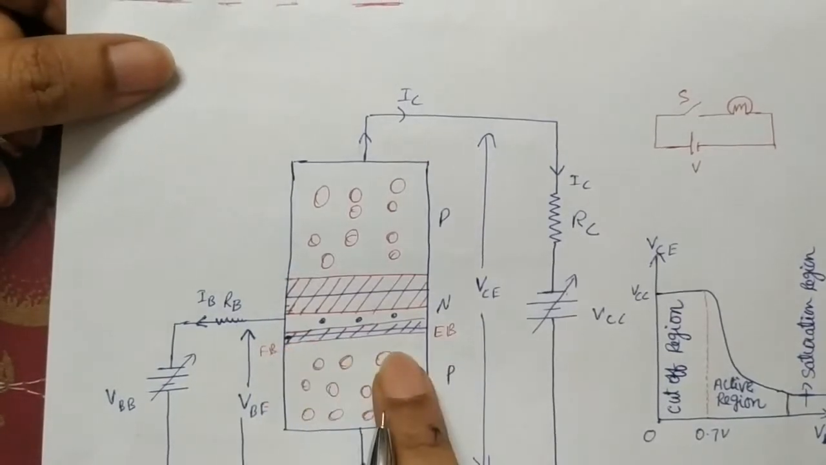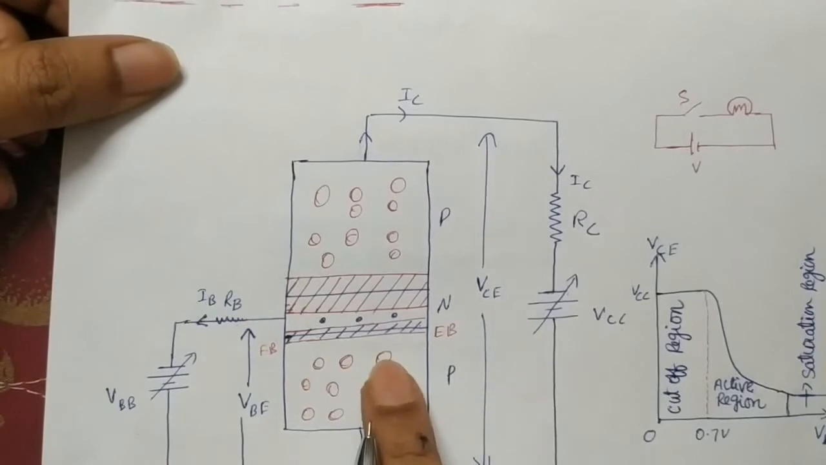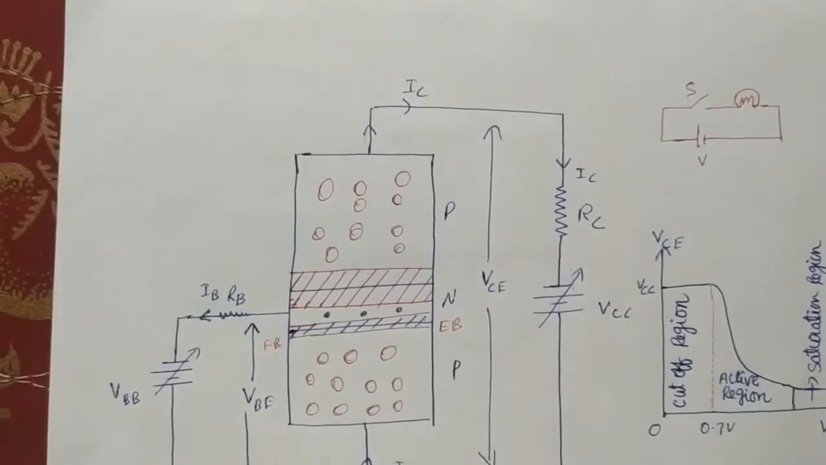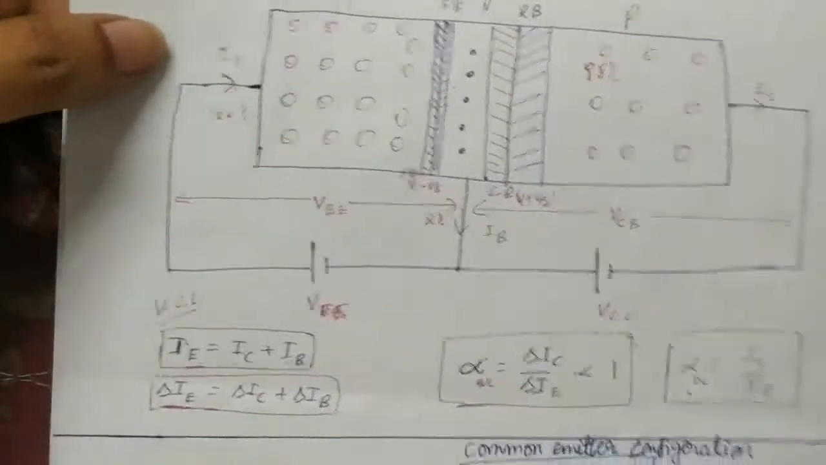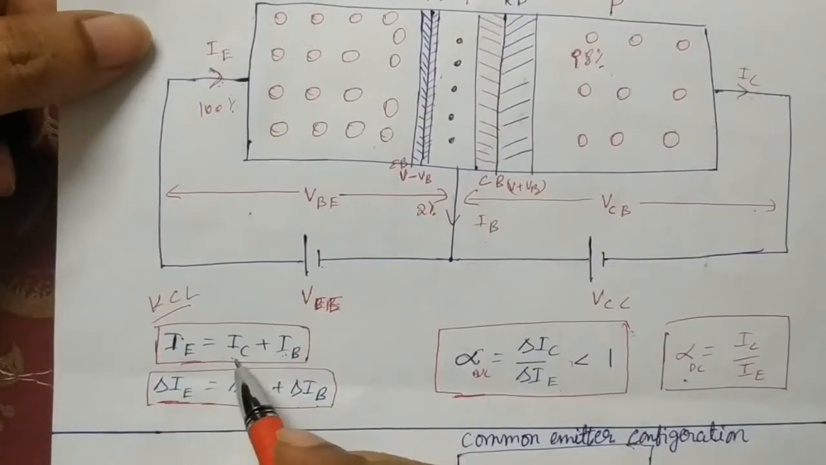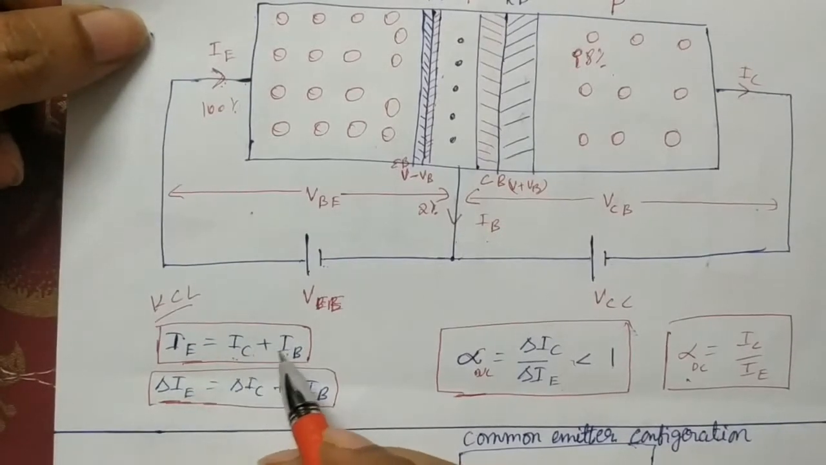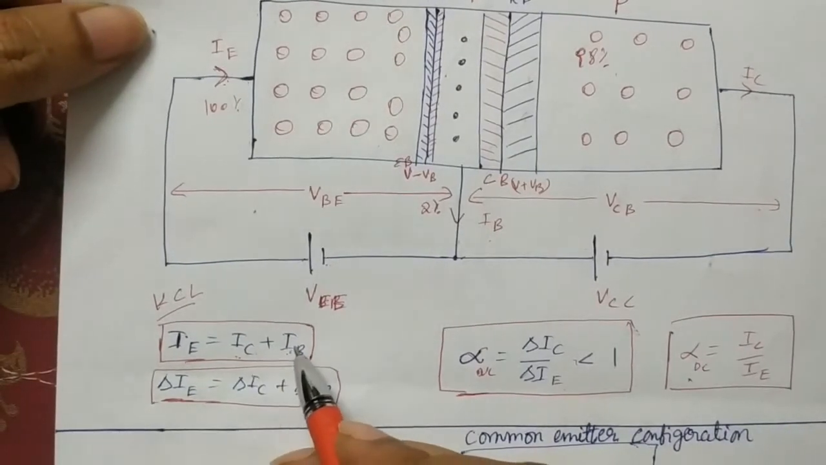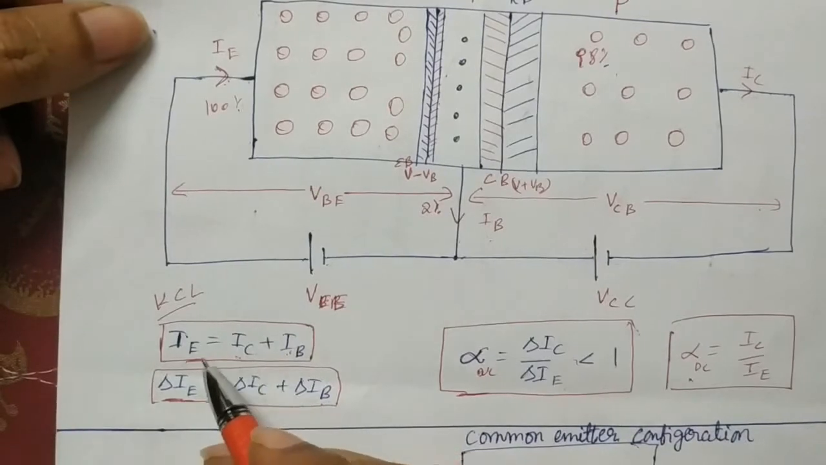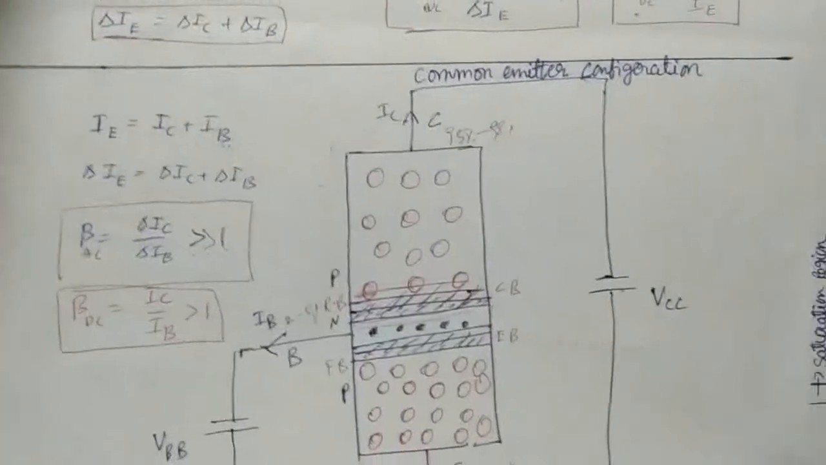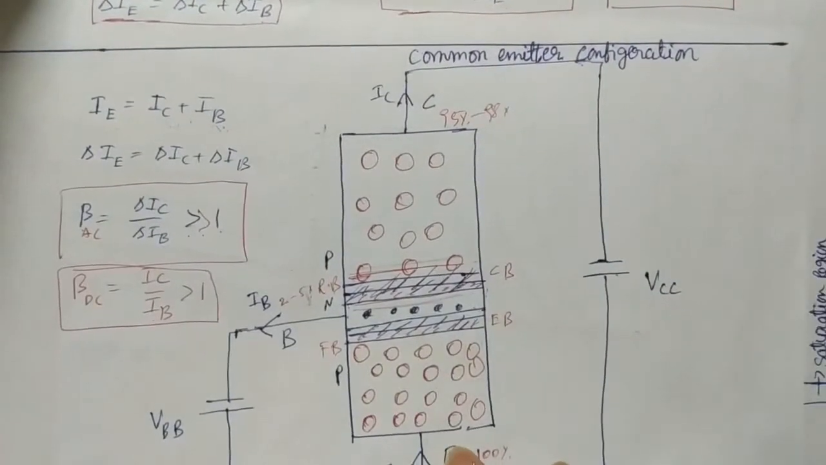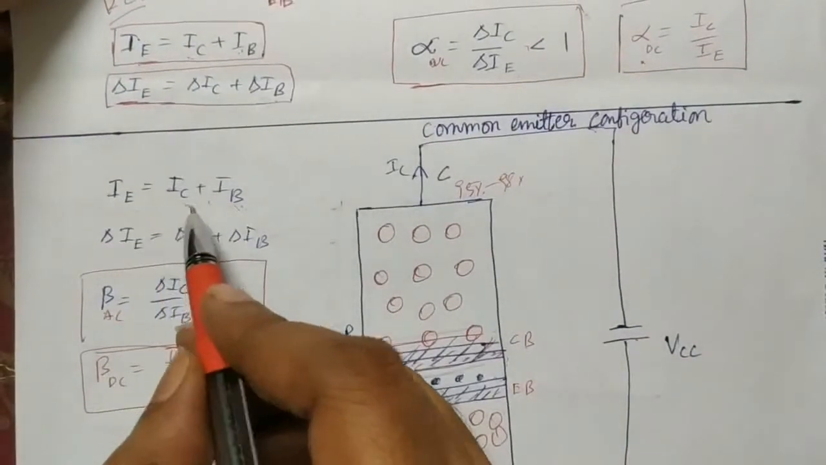If IB is zero, whenever current in the base circuit is zero, it can be any configuration. If base current is zero, then collector current and emitter current are also zero. Why? Because emitter current only splits into collector and base. If IB is zero, then IC is also zero and IE is also zero. It can be any type of configuration. This is the common emitter configuration. Here also IE is equal to IC plus IB.